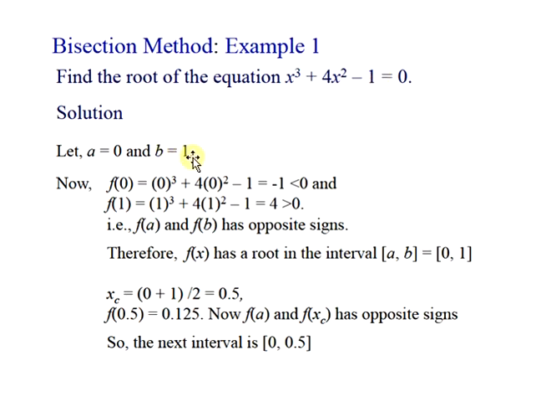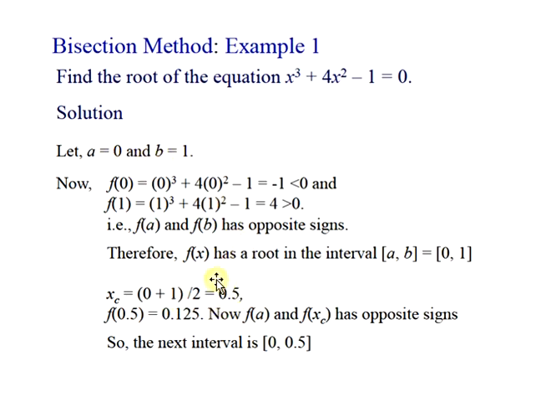Then we substitute x is equal to 1, that is b is equal to 1. So this is 1 plus 4, 5 minus 1, 4. So this is a positive quantity. So the root of this equation will lie between these values, that is 0 and 1. So the first approximation is that we make xr equal to the average of these two, that is 0 plus 1 by 2, that is 0.5.